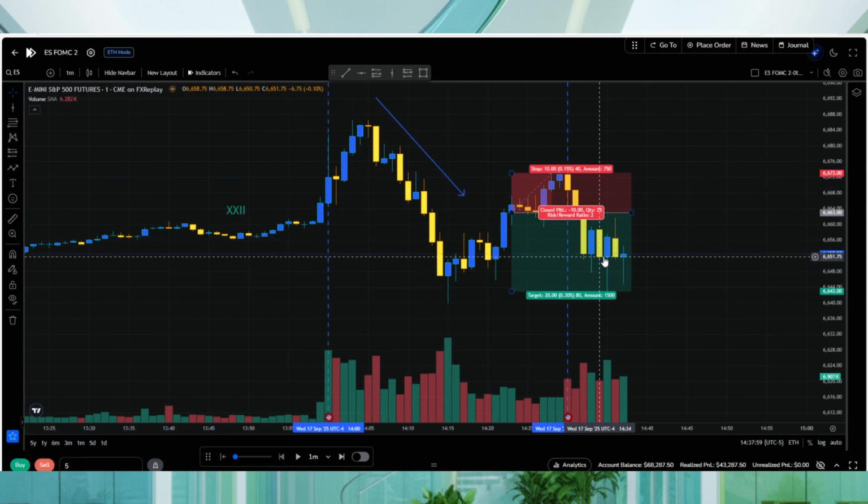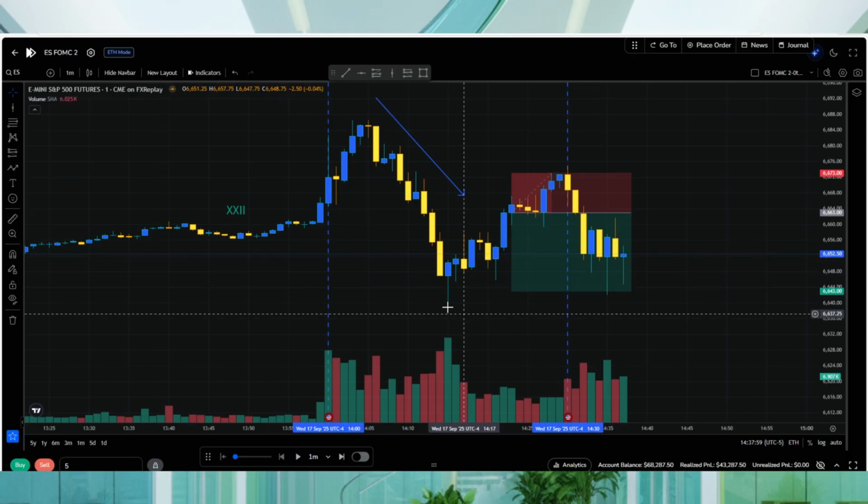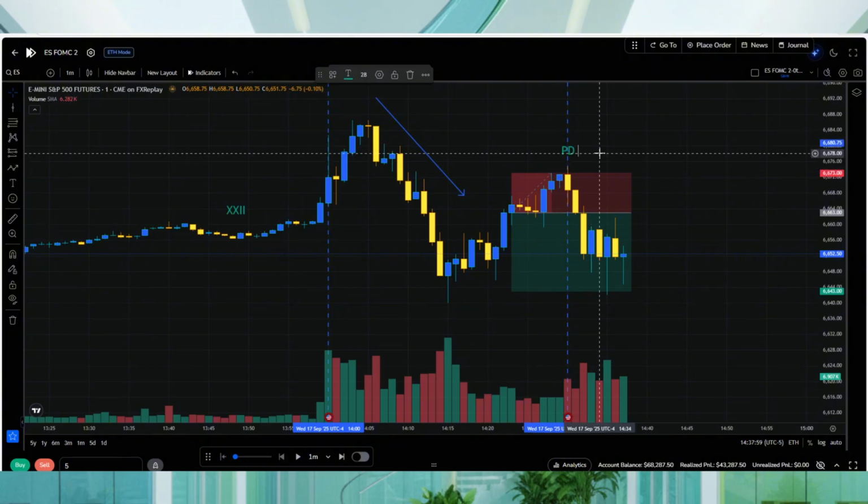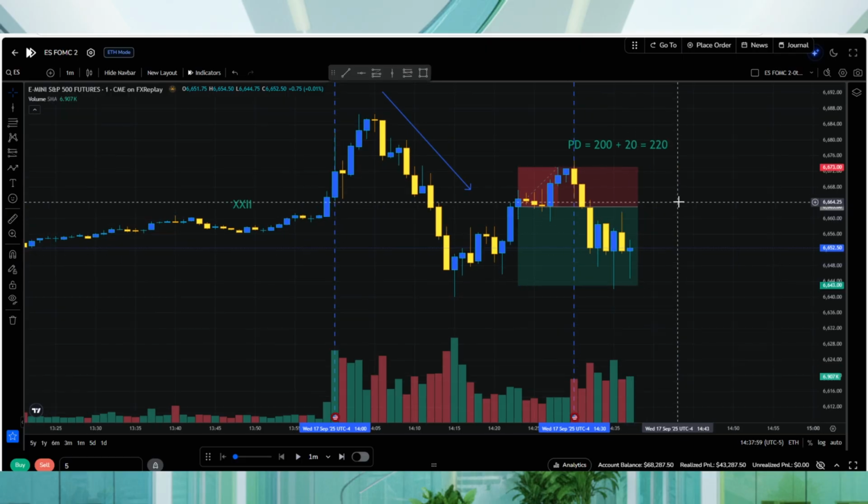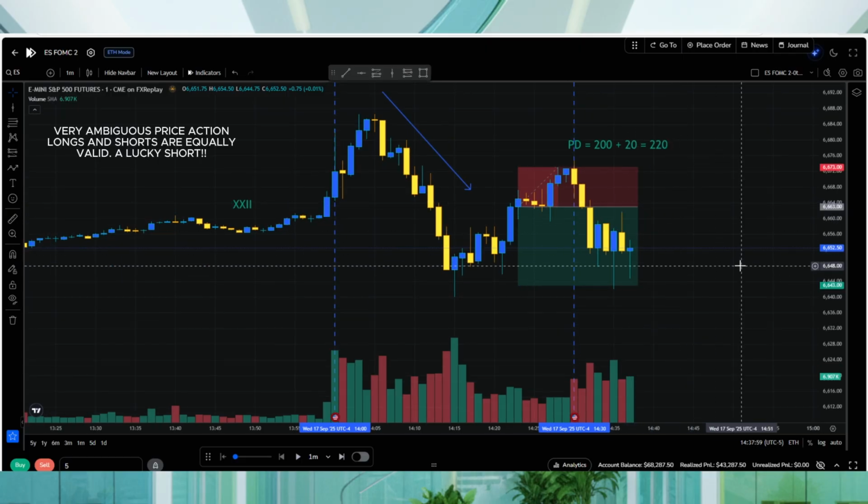And the shorts get filled. So our points delta equals 200 plus 20. 200 plus 20 equals 220. All right, and we'll see how the longs do as well.